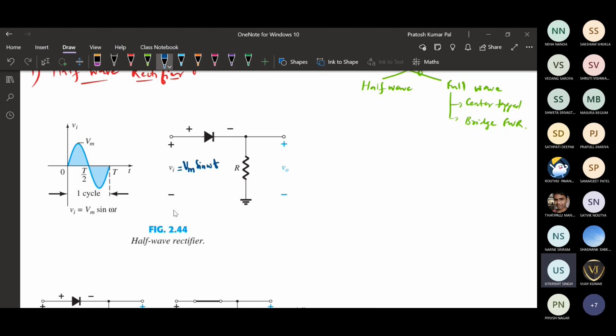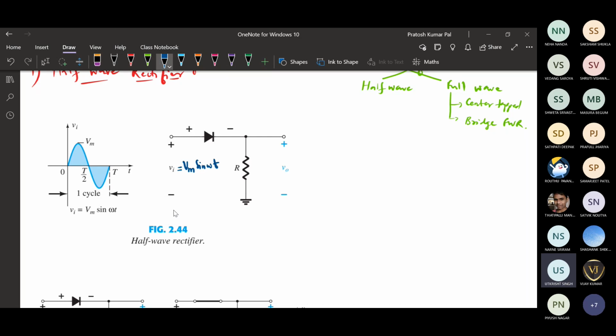It will be passing through a diode, and we will be taking the output from the load resistance R. Okay, and we are providing the AC input, which is a sinusoidal input. So this is the input waveform defined for one time period, from 0 to T. So this T is basically 2 pi. So from 0 to 2 pi, that is one complete cycle.